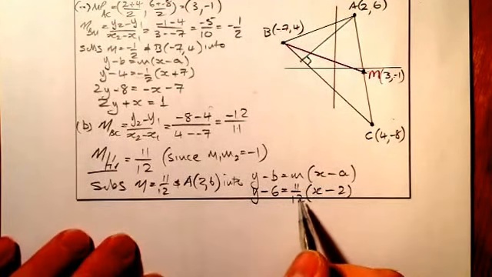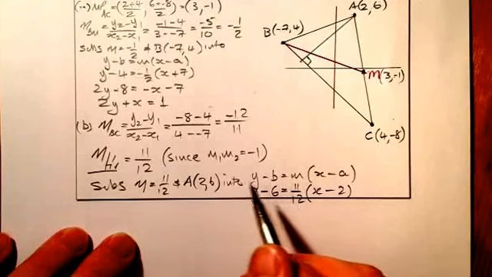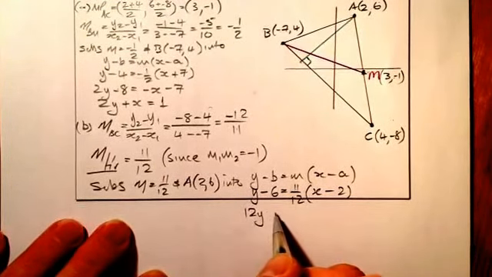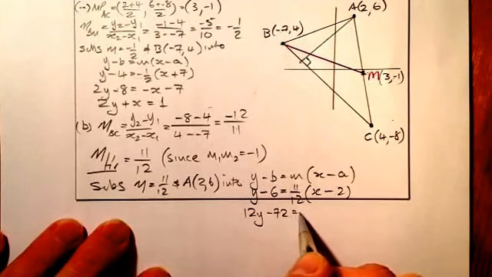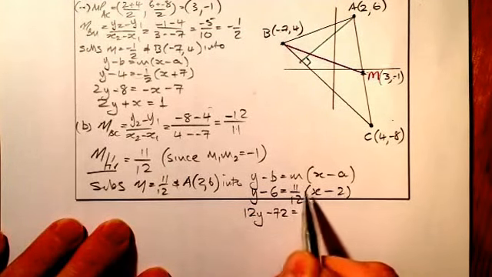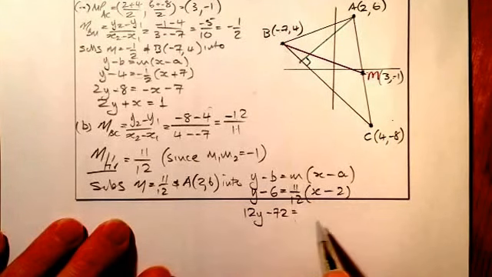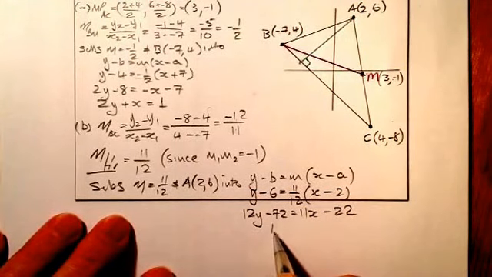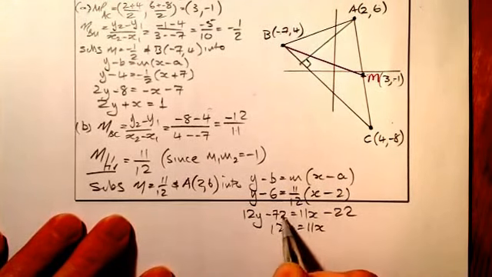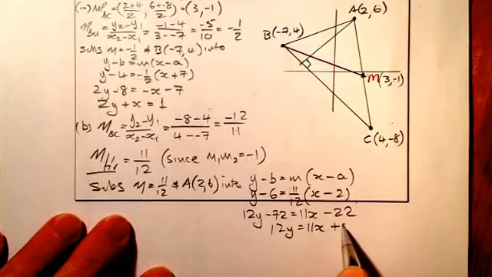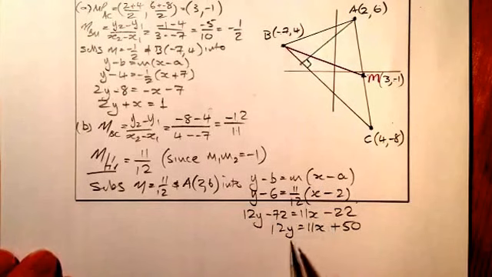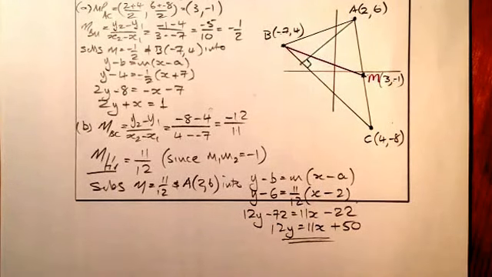What I'll do is multiply to get rid of this fraction that's here. Multiply the left hand side by the 12, so that's going to be 12y minus 72 is equal to, now I'm multiplying the right hand side out by the numerator, which is 11, so that's 11x minus 22, and just tidy it up a bit. So I've got 12y is equal to 11x, bringing that over to this side will give me a plus 50. So the equation of the altitude is going to be 12y is equal to 11x plus 50.